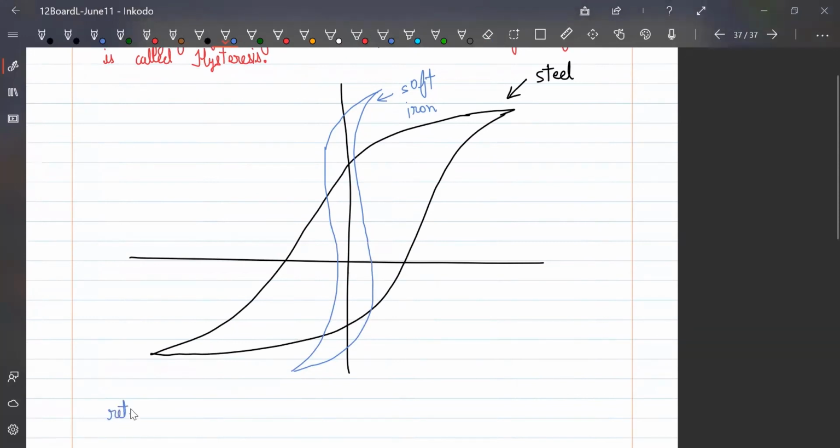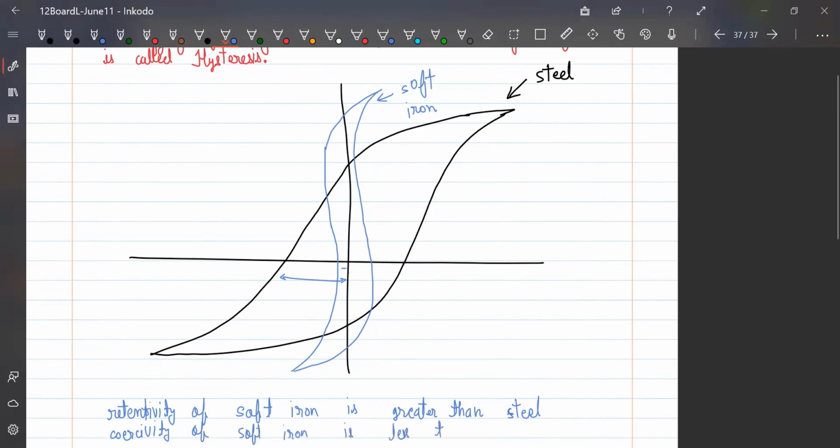So you can write: the retentivity of soft iron is greater than steel. This is the retentivity. And coercivity, that is this width, the coercivity of soft iron is less than steel.